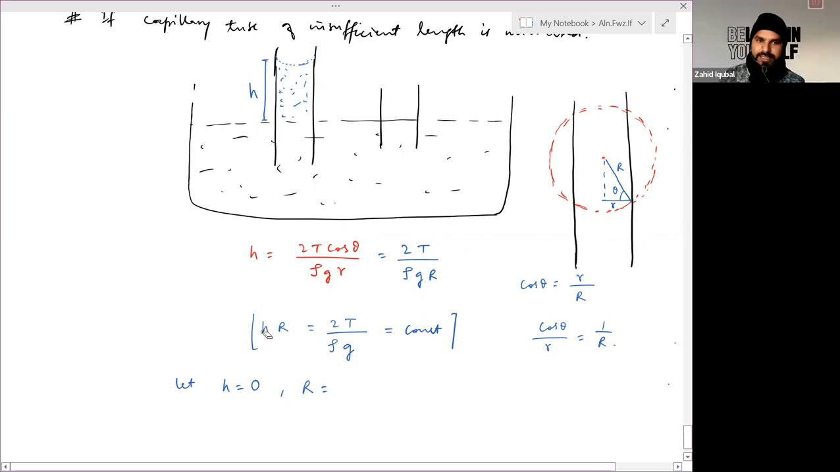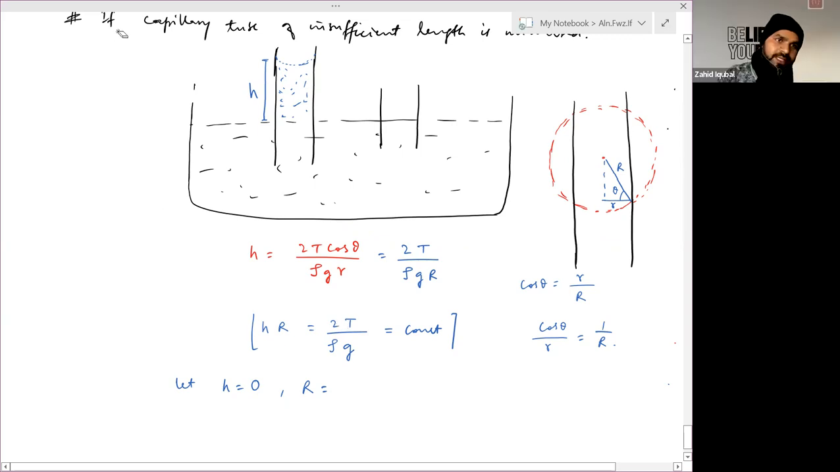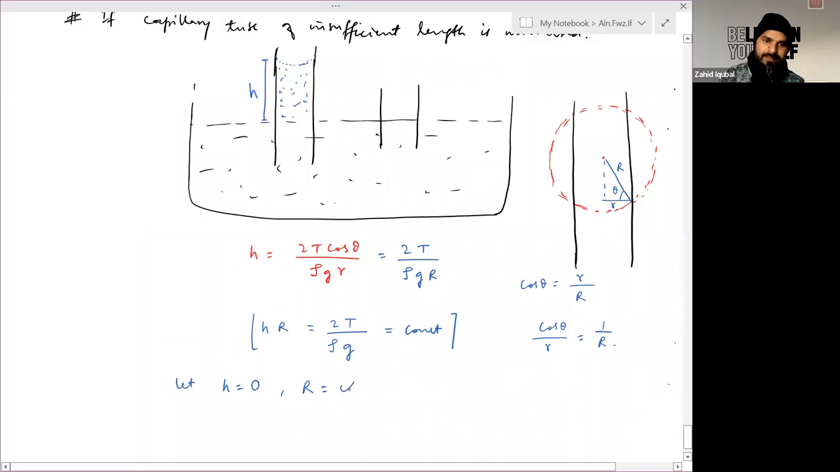Let's say we have this h, move it to the other side. So r will be equal to constant divided by h. You have put the value of h to be 0. So you'll get constant divided by 0, which is nothing but infinite. So in this case, r will tend to become infinite like this. And if the radius of a particular sphere becomes infinity, it will tend to become a plane surface.